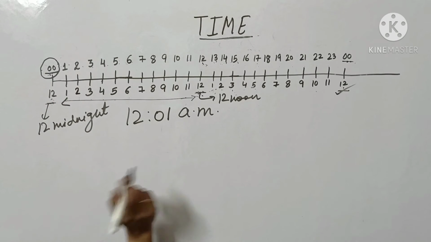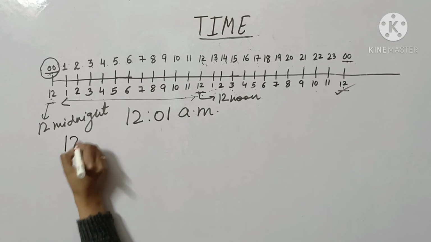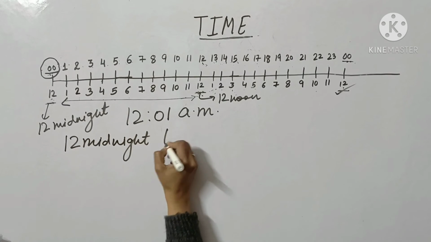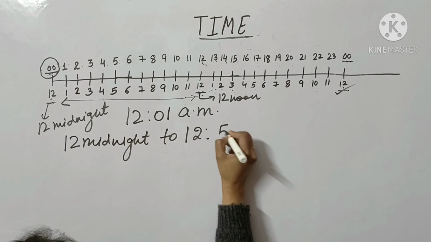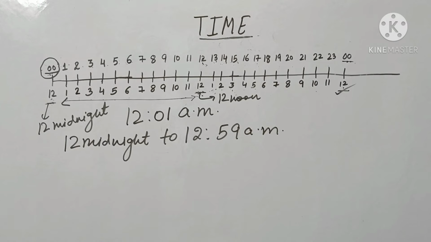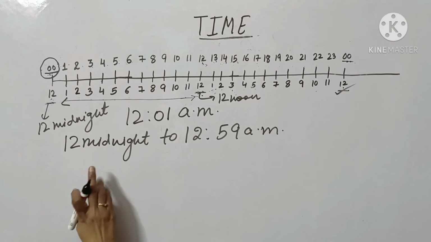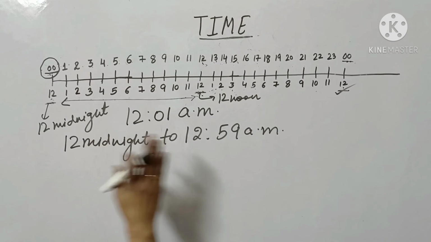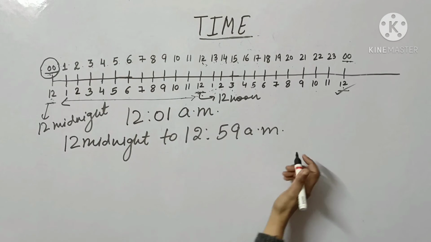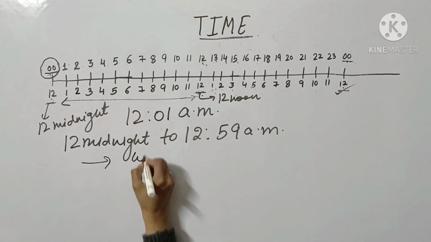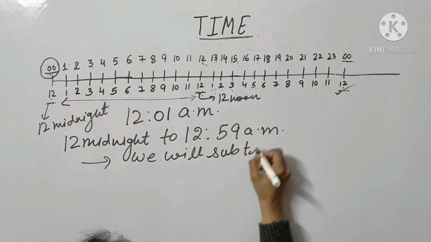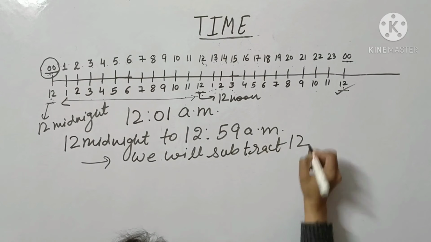Now, listen carefully. If the time is from 12 midnight to 12:59 AM and we have to convert it into 24-hour clock time, we will subtract 12.